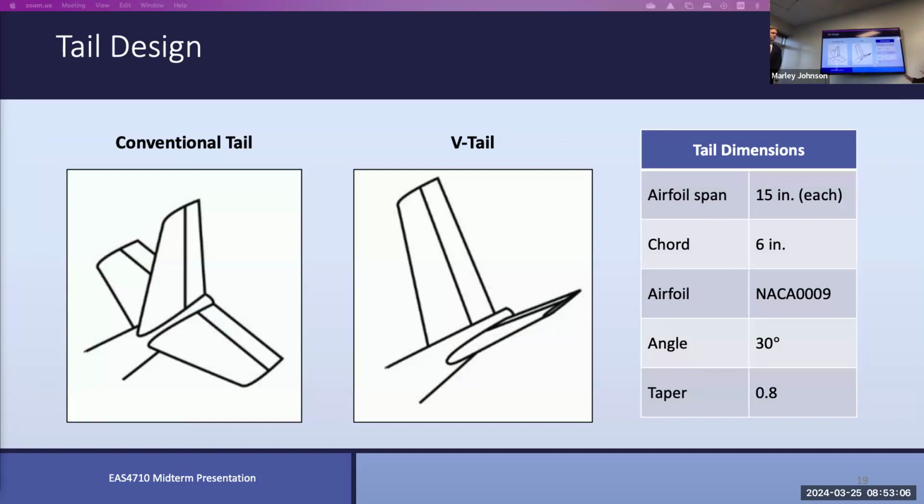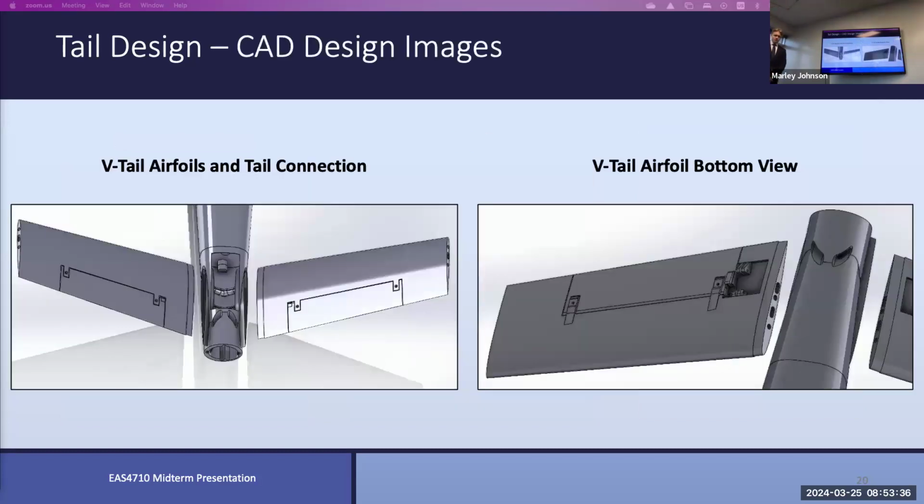So after deciding that we would do the V-tail over the conventional tail, we were able to get the tail dimensions by considering the functions the V-tail would have to perform as both a horizontal and vertical component. So that ended us with a 15-inch span on each airfoil, and we chose a NACA airfoil with a 6-inch chord, as well as a dihedral of 30 degrees and a taper of 0 degrees. So in the CAD design for the tail, we presented it in the form of a connection slot.